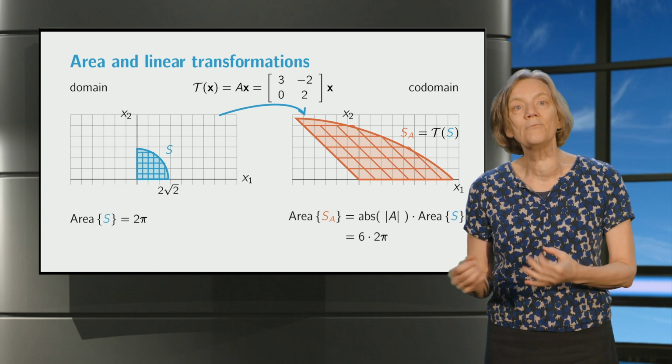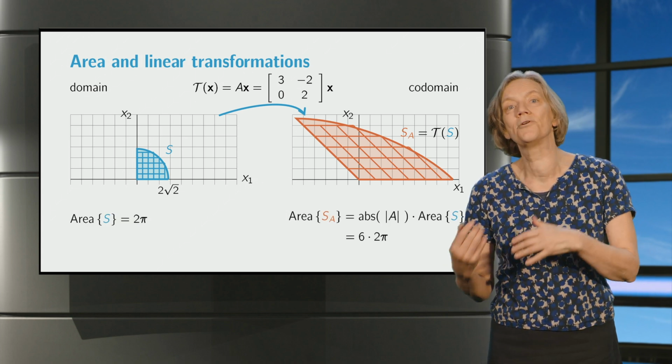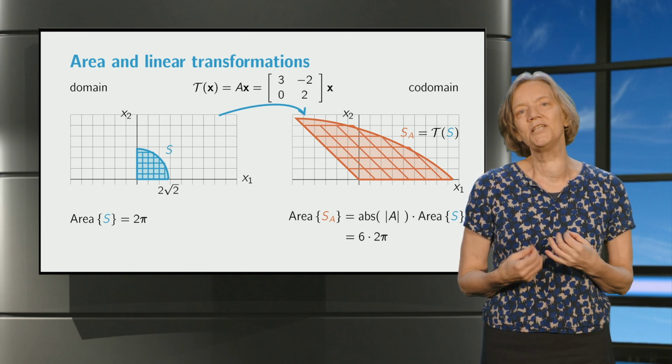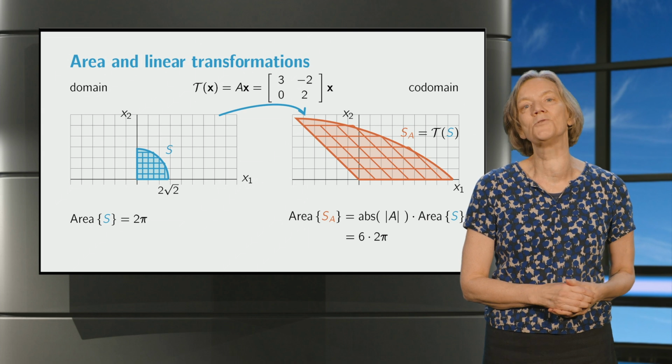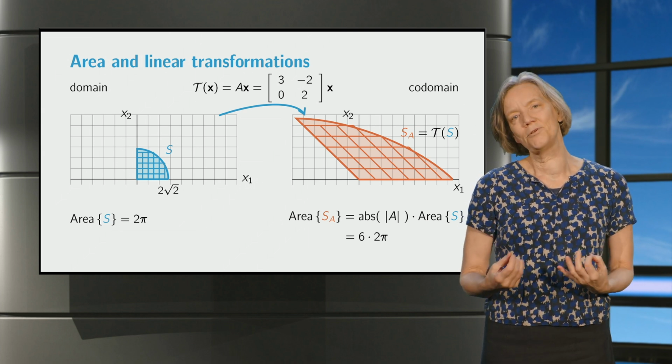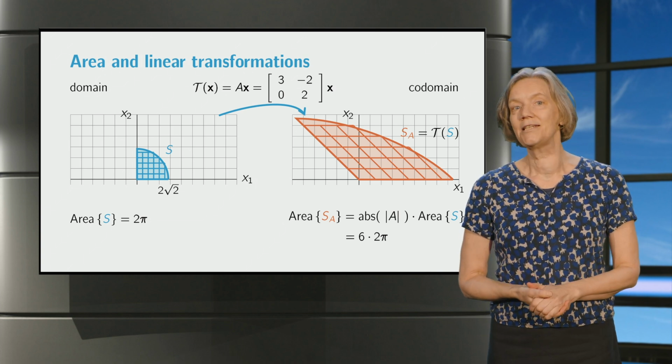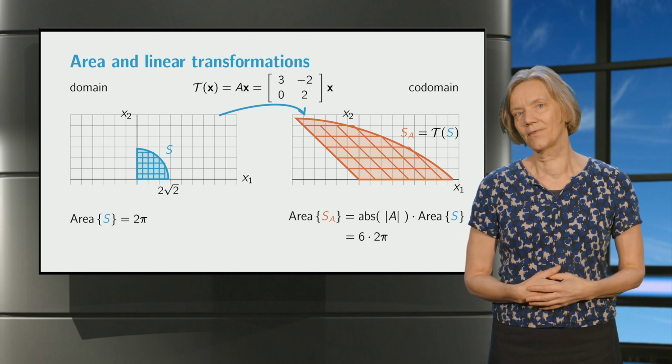Transformation T deforms the grid in the domain into a grid of parallelograms in the codomain. The transformation scales each of the areas with the same factor, the absolute value of the determinant. So the area of the whole shape S is scaled by this factor.